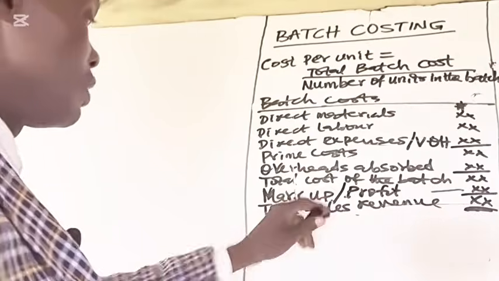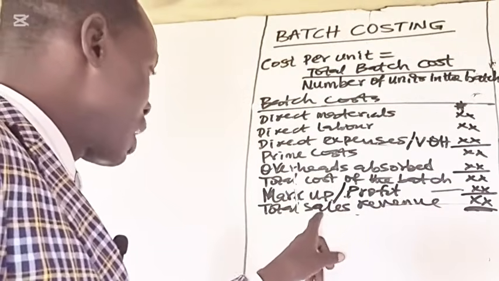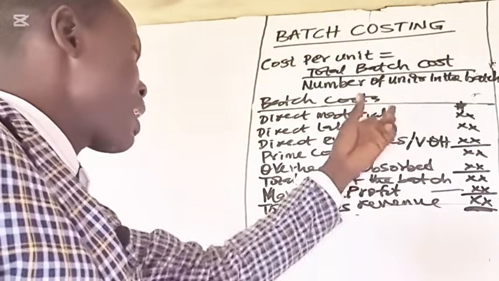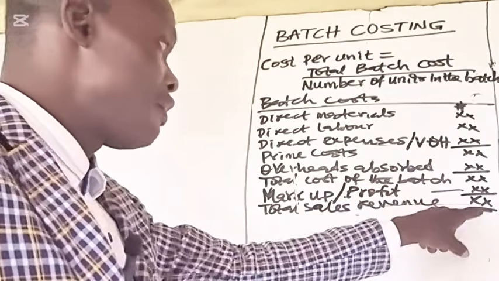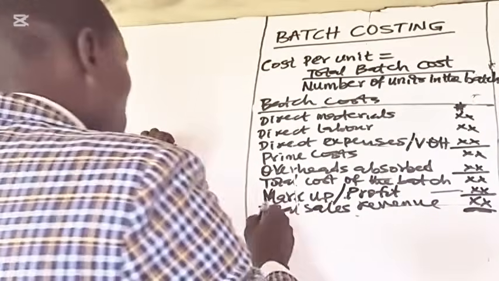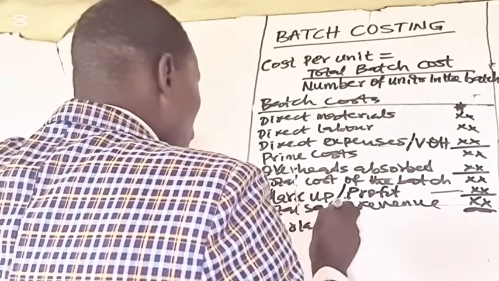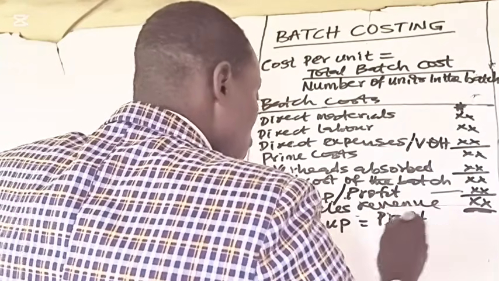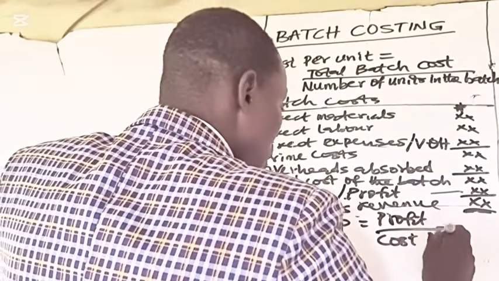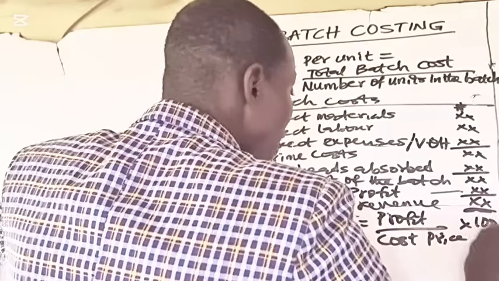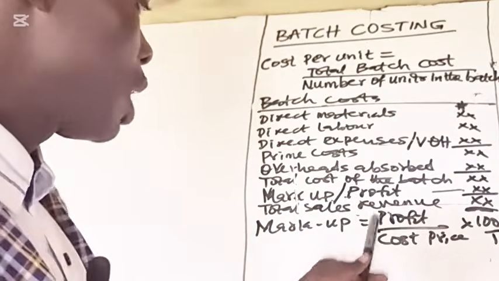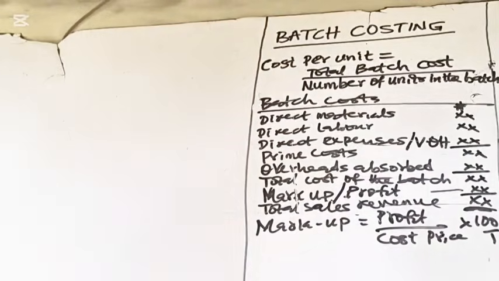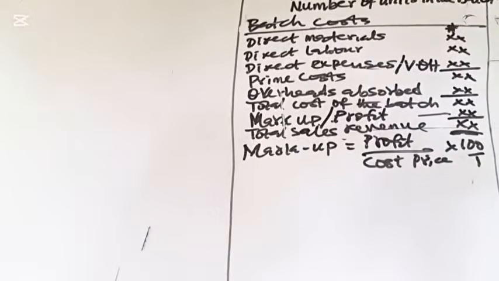But where the profit is not given, then you calculate the total cost, and you may be given a percentage markup. You now mark it up in order to get the total sales revenue. So I want you to know that markup is profit over cost price times 100. Profit expressed as a percentage of the cost price is markup.